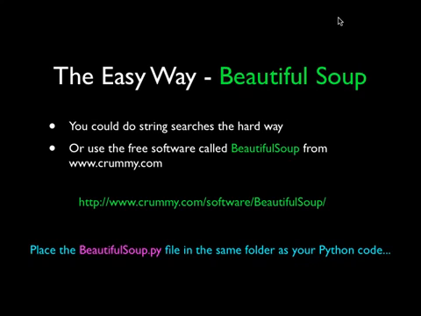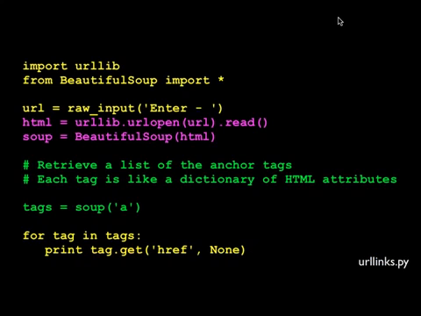So you download this file from crummysoftware.com, and basically you put beautifulsoup.py in the same folder as your Python code. There's a way to make it part of a library, but for now, just put it right in the same folder, and we're going to import it in a second.